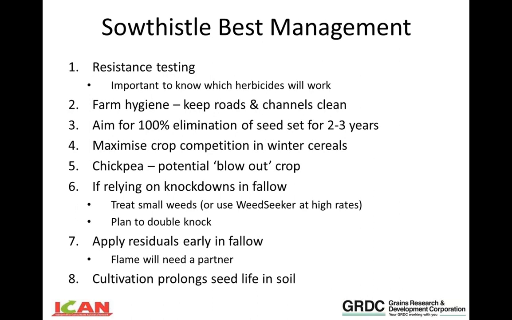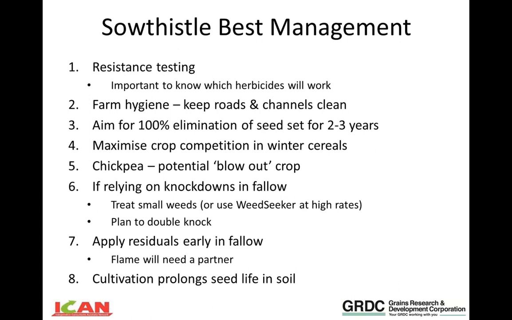Number 6, if you're relying on knockdown herbicides, certainly treat small weeds, or alternatively use the weed seeker and apply higher rates. And make sure that you're using different modes of actions and not relying just on the same ones all the time. And as I already mentioned, plan to use your double knock more times than not. If you've got a really, really small density of sowthistle that you haven't been able to control, if there are options to go out and physically remove those plants, so maybe hand pulling them or chipping them out, that's also worth the time and input.